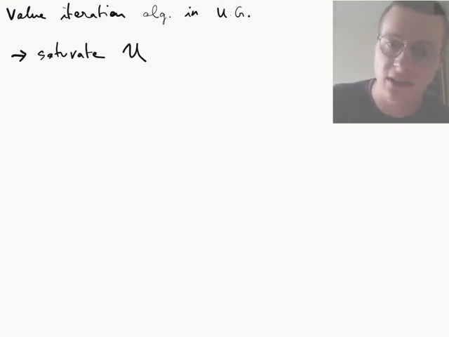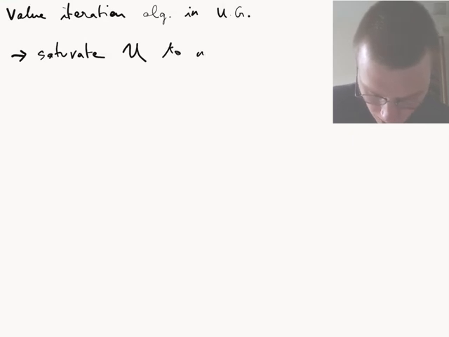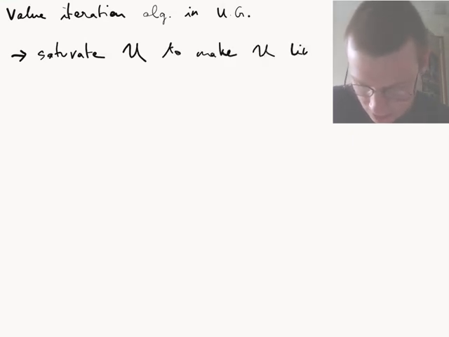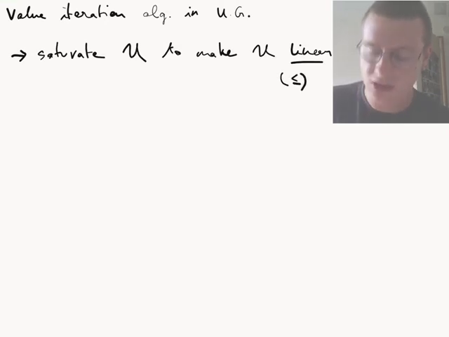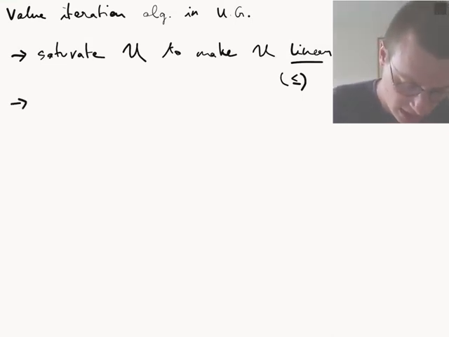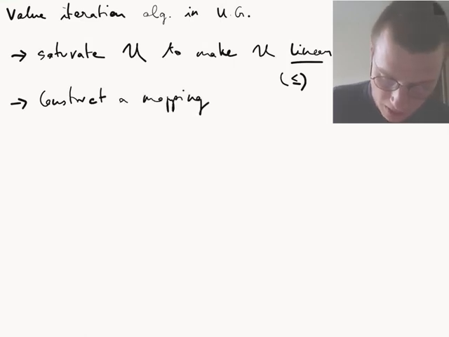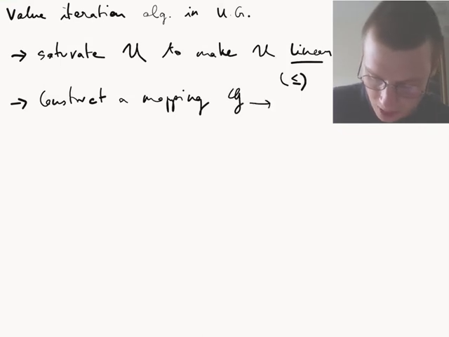This means adding some edges to make U linear. So U has some order on the vertices that behaves well with the structure of the graph. Now, once this is done, we may run a value iteration algorithm. The idea is that we want to construct a mapping, a homomorphism from our game G to the graph U. This homomorphism basically represents a winning strategy.